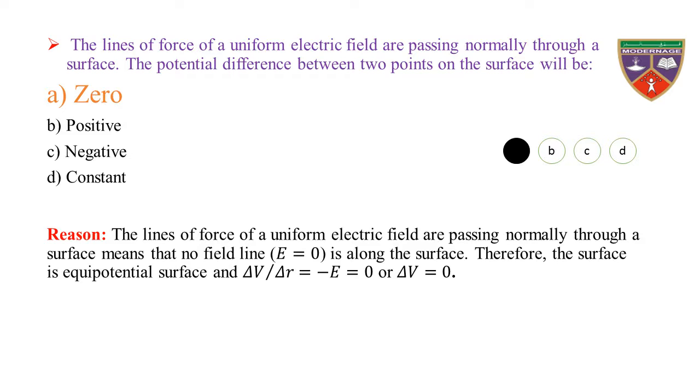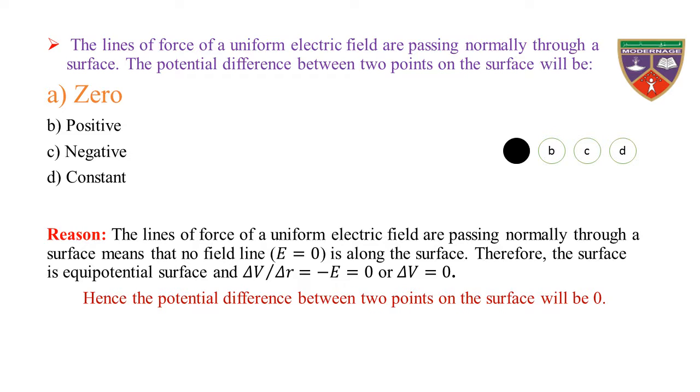Reason: the lines of force of a uniform electric field are passing normally through a surface, which means that no field line is along the surface, or we can say that E along the surface is 0. Therefore, the surface is an equipotential surface and the gradient of the potential, which is equal to minus E, is equal to 0. Therefore, the potential difference delta V between the 2 points on the surface is 0. Hence, the potential difference between 2 points on the surface will be 0.